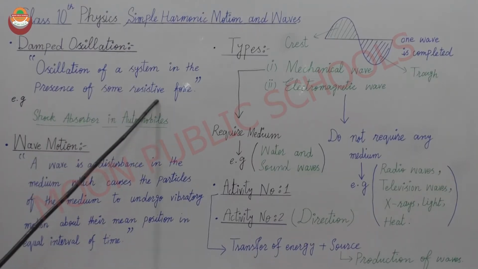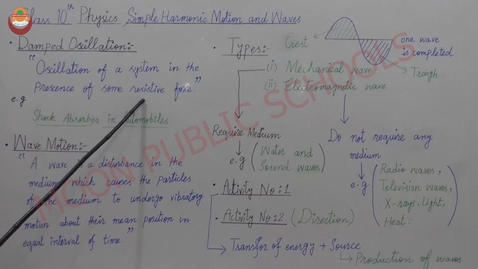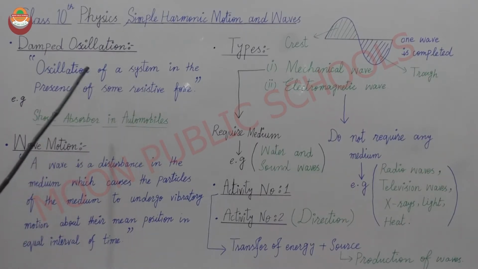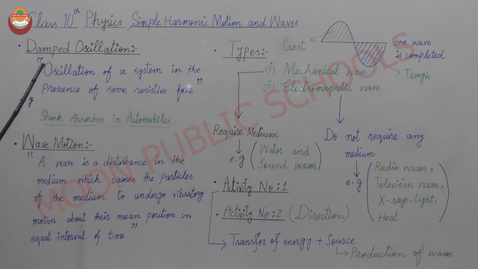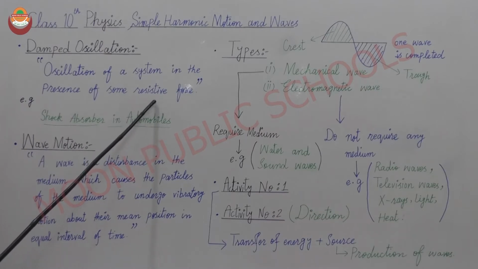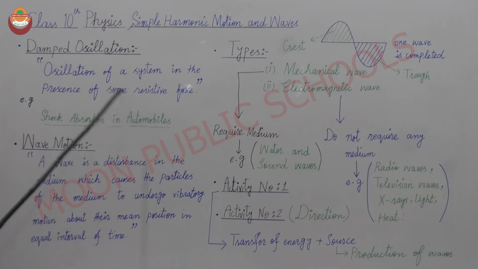What is meant by resisting force? Resisting force is the force of friction or air resistance. In damped oscillation, we discuss the ideal system. When we discuss the ideal system in the absence of resistive force, force of friction or air resistance, then oscillation continues indefinitely due to restoring force.